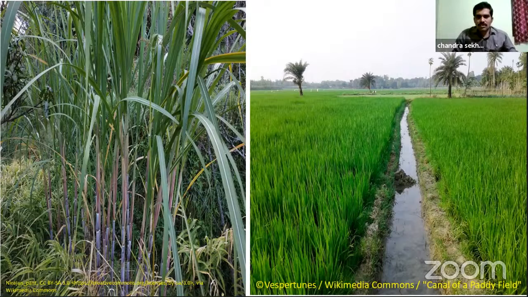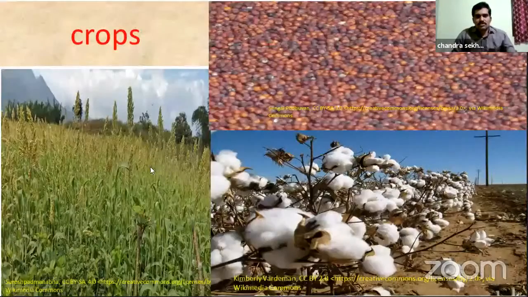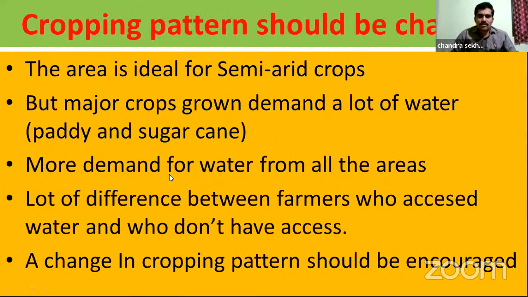Okay, children, you can observe the pictures. Here are sugarcane and paddy. These are the major crops which need more water. The crops jowar, finger millet, cotton, these are the other major crops. So the cropping pattern should be changed. The people who are living in the catchment area of this river basin have to change their cropping pattern based on the availability of water.